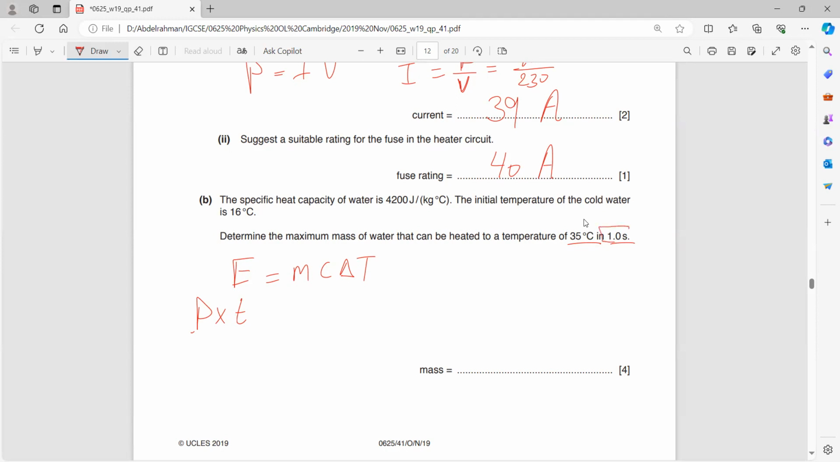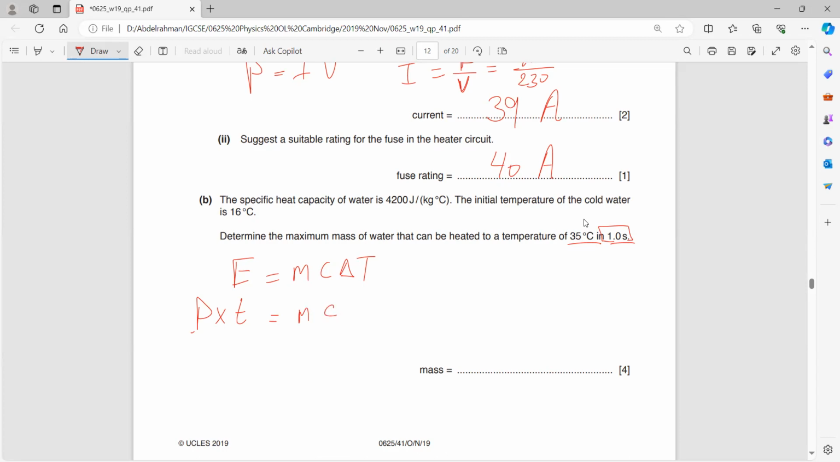خلي بالك السؤال مكتوب بس انتوا بتنسوا تقروها. هي دي الفكرة، ان كل حاجة مكتوبة بس انتوا بتنسوا تقروها. فانا عايزكم تعملوا الكلام ده كتير، تقروا مرة واثنين وثلاثة تتأكدوا ان انتوا عارفين كل حاجة مكتوبة ايه. It is 1 second. Yes, I have the power, I have the time, I don't have the mass. I have the C.